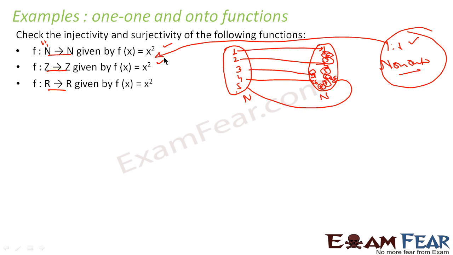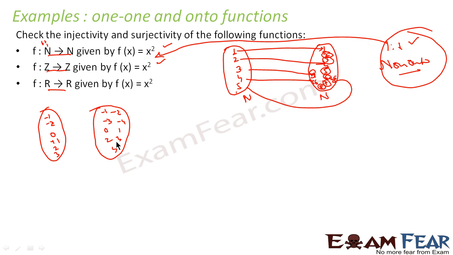Now I'll take the second scenario. It is from Z to Z. So if it is from Z to Z, Z is all integers. Z can have values like -1, -2, 0, 1, 2, 3, like this. And here also it can have values like this: -1, -2, -3, -4, 0, 1, 2, 3, 4. Those values it can have.